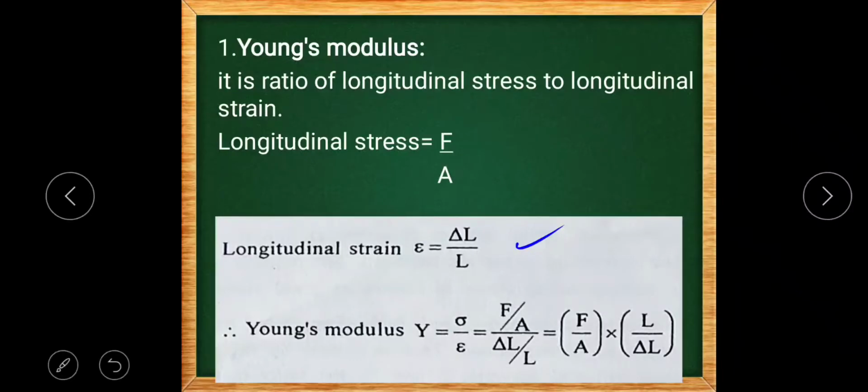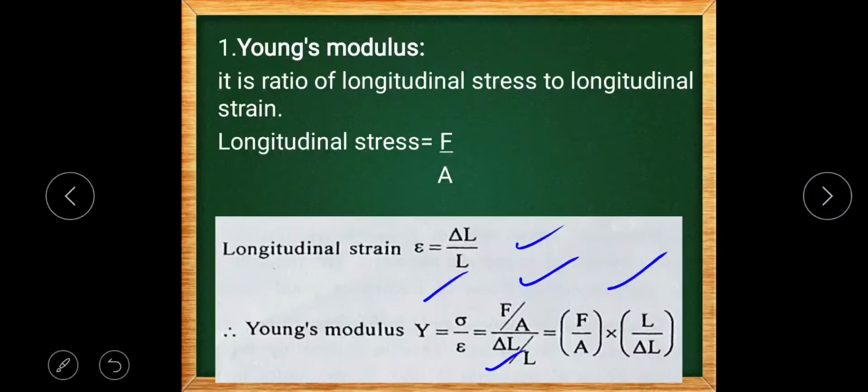Here, consider a wire of length L and area of cross section A suspended from a rigid support, and delta L be the small increase in length of the wire due to the applied force F. Then the longitudinal strain can be written as delta L by L. Here the Young's modulus is denoted by capital Y is equal to F by A divided by delta L by L. So the final expression is Y = FL by A delta L.